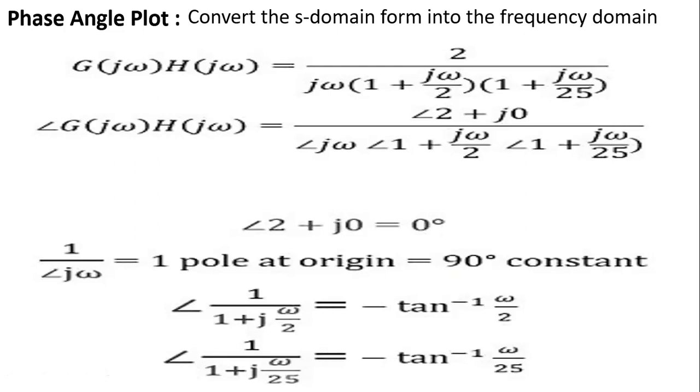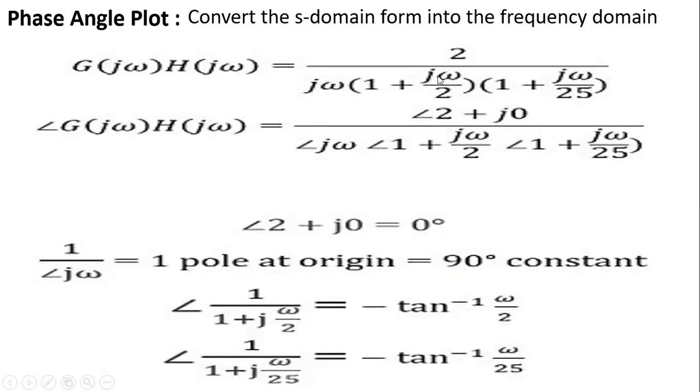So convert the S domain form into the frequency domain. G of j omega, H of j omega is equal to 2 by j omega into 1 plus j omega by 2. Instead of S, we are replacing j omega. In frequency domain, we are converting. So 2 becomes angle 2 plus j0, so j omega angle 1, and here j omega plus j omega 2 angle 1 plus j omega by 25.